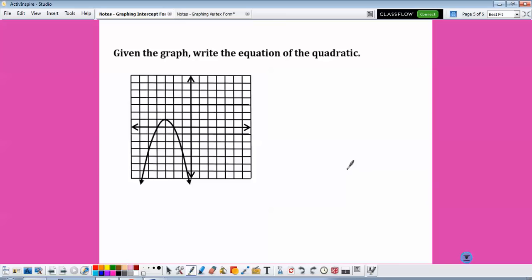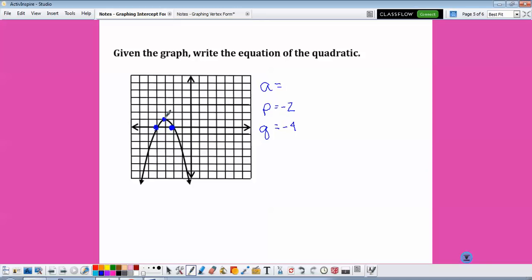Now let's write the equation from the graph. We need the intercepts, the vertex, and 1 point away from the vertex. So a, p, and q. So our x-intercepts are -2 and -4. So that's our p and our q. It doesn't matter which one's p and which one's q. You could have the -4 first and the -2 second. It's the same equation. It's okay.